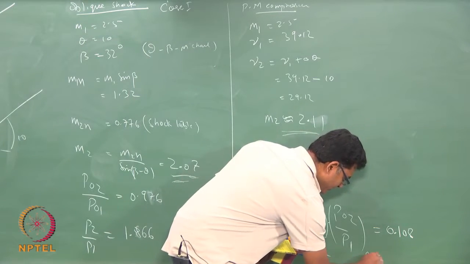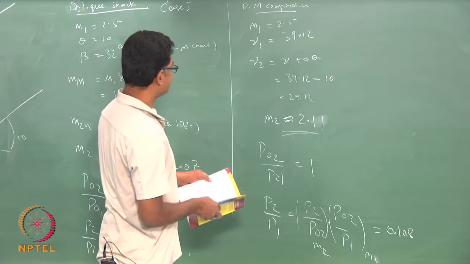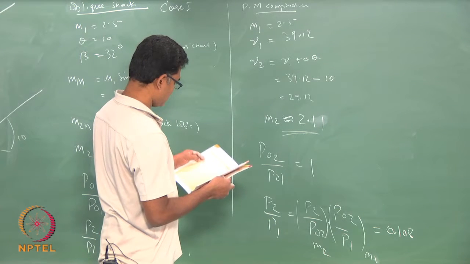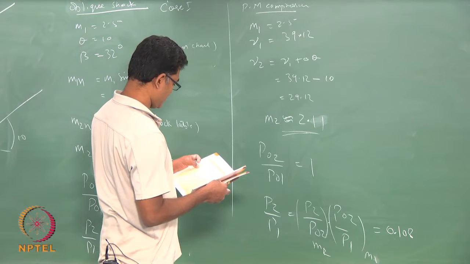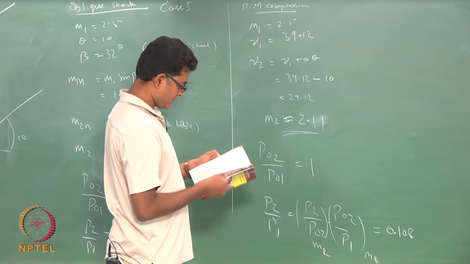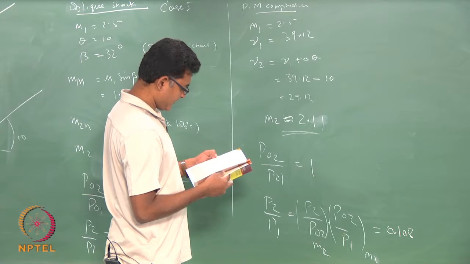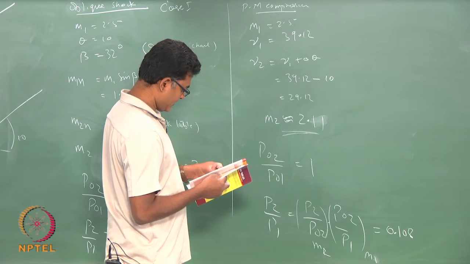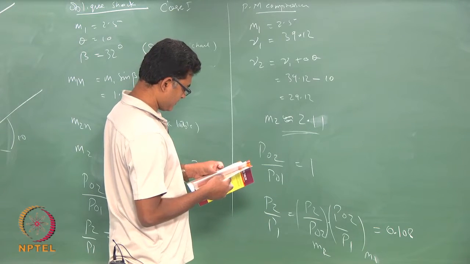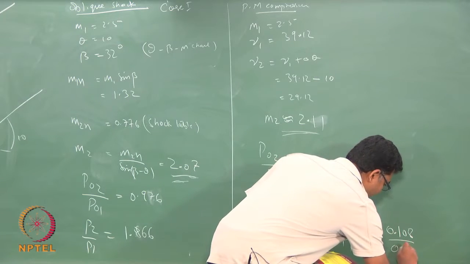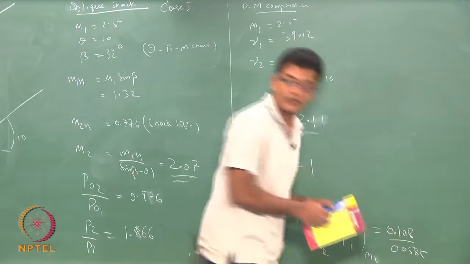And for M1, which is 2.5, P by P0 is 0.0585, correct.